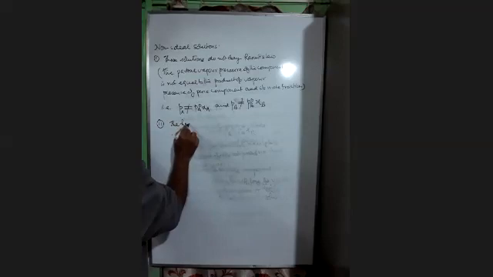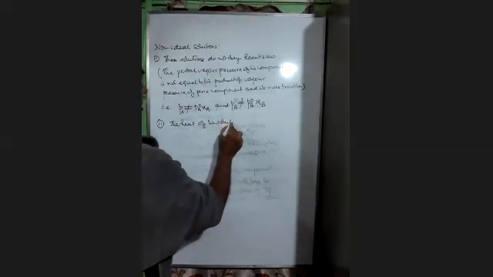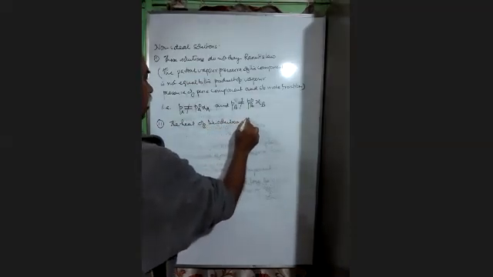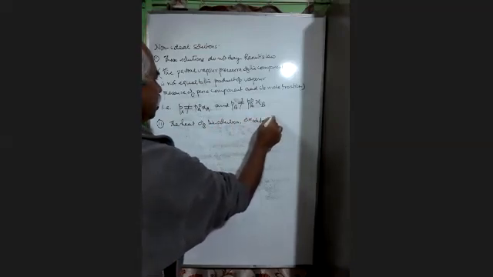Okay, now second, the heat of solution, delta H solution, is not equal to 0. It can be either more or less. More means positive, less means negative. Positive means it absorbs heat. Negative means it gives out heat.